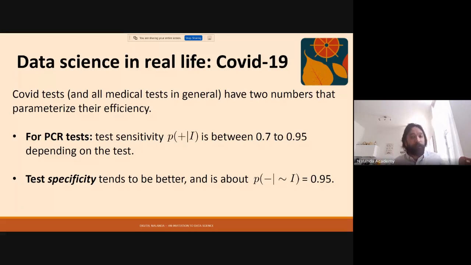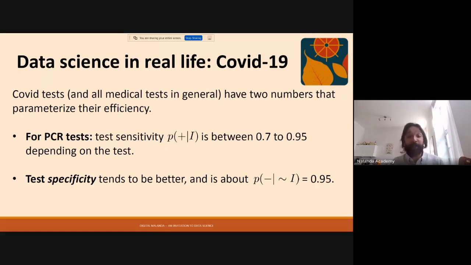Go through many cycles. Okay, so even for the best PCR tests, the test sensitivity is not 100%. In fact, it's impossible to get 100%. It's somewhere between 0.7 and 0.95. Okay, so that's saying that the probability that you test positive, given that you're infected, is somewhere between 0.7 and 0.95.